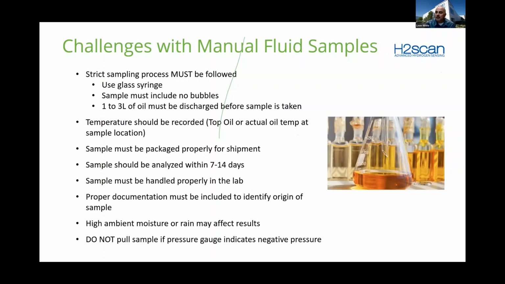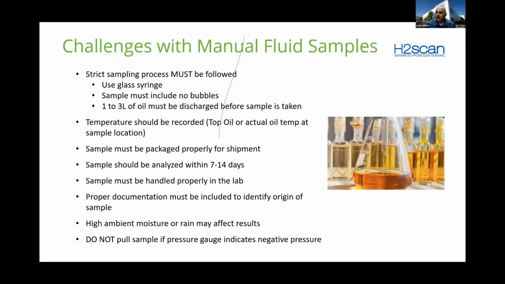It's important that there are strict sampling processes that must be followed to get a good oil sample. Dumping some oil into a can and screwing a lid on, or into a jar and sending it to a lab, isn't going to provide the best results. It's best to use a glass syringe. Make sure that there are no bubbles in the valve that is being used to take the oil sample. You want to typically discharge 1 to 3 liters of oil before the sample is taken to ensure that you're getting a representative sample of the oil that's in the main tank.